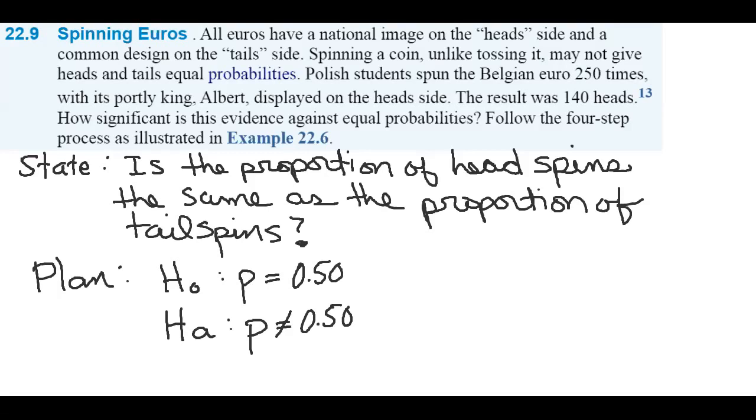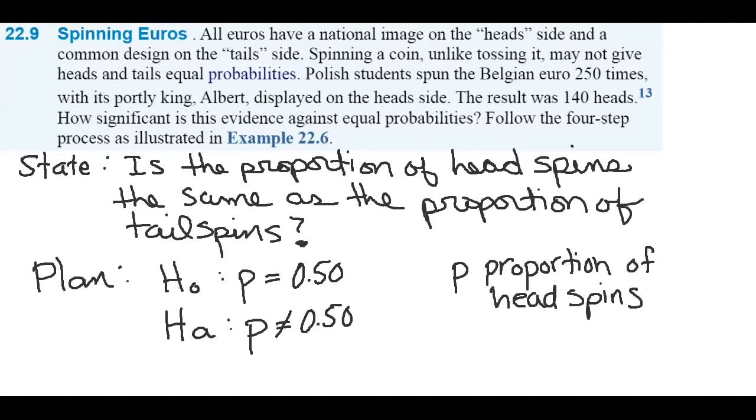Where we're letting p be the proportion of heads landing spins. Just to clarify what a win is and what a fail is, p will be the probability, or I'm sorry, the proportion of head spins. So that's also part of our plan.